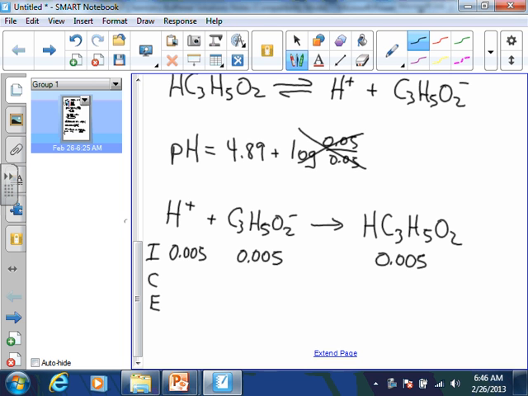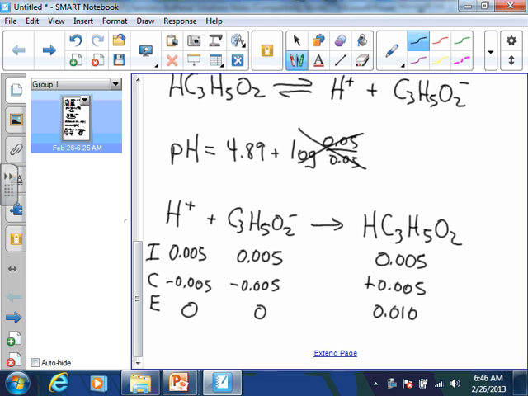Remember, the H plus reacts until it's all gone or until the base that it's reacting with is all gone, right? Okay, so this goes down by 0.005, so does this, and this goes up by 0.005. Right? So at the end, we have none of the H plus, but we also have none of the conjugate base, right? We just turned it all into propionic acid. So this is going to be 0.010 now. That's the number of moles that we have.